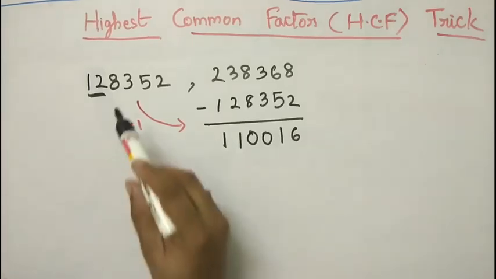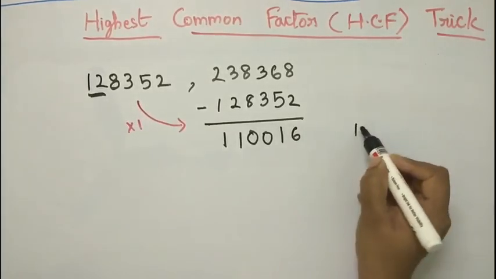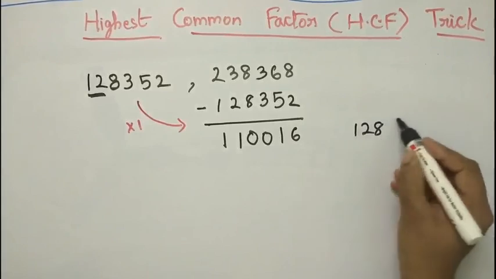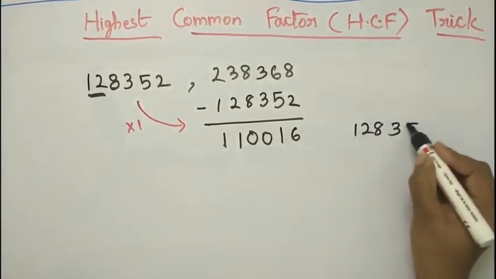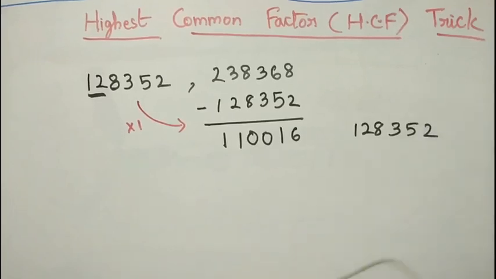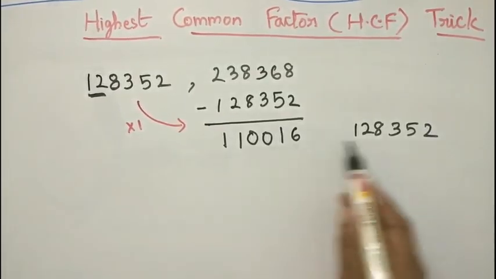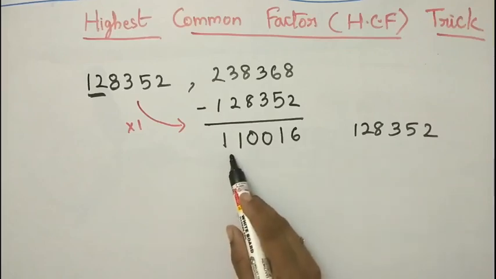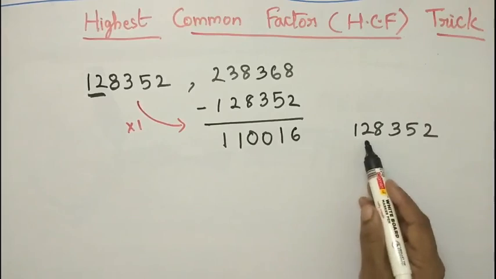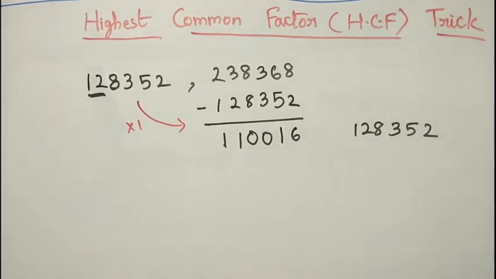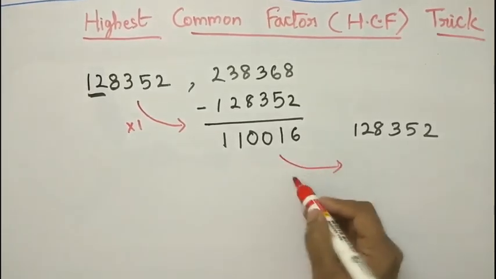Now I will bring this number here. I will just write down here 1, 2, 8, 3, 5, 2. Here it is 12, here it is 11. So if I multiply 11 into 2, I will definitely get a value greater than 12. So I will simply multiply this one and write down here the value.